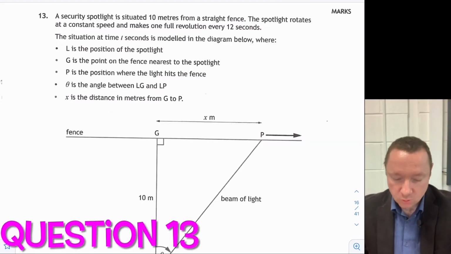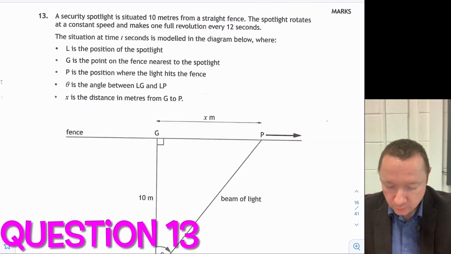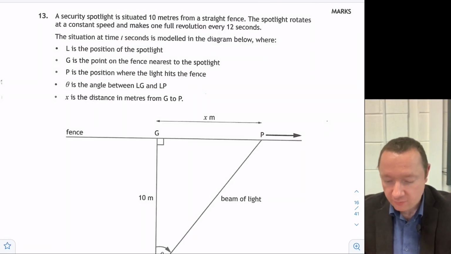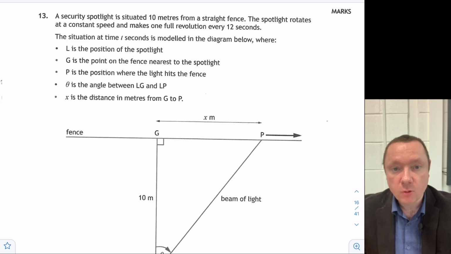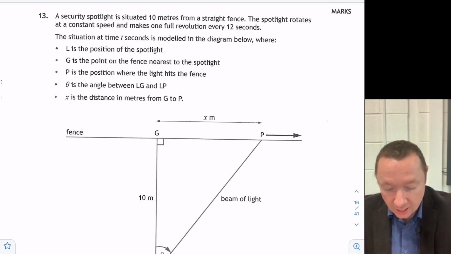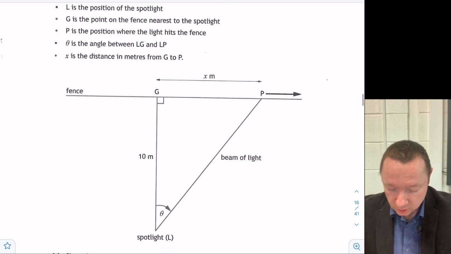Question 13, the last one. A security spotlight is situated 10 metres from a straight fence. The spotlight rotates at a constant speed, making a full revolution every 12 seconds. The situation at time t seconds is modelled on the diagram below. L is the position of the spotlight. G is the point on the fence nearest to the spotlight. P is the position where the light hits the fence.